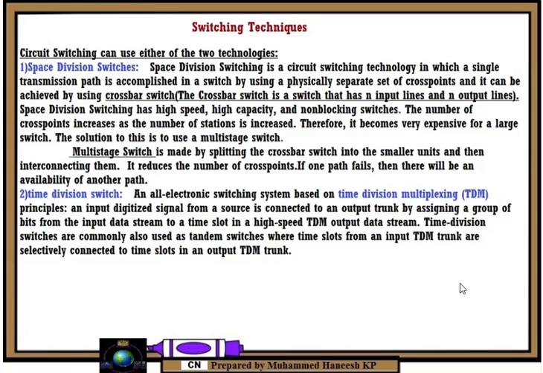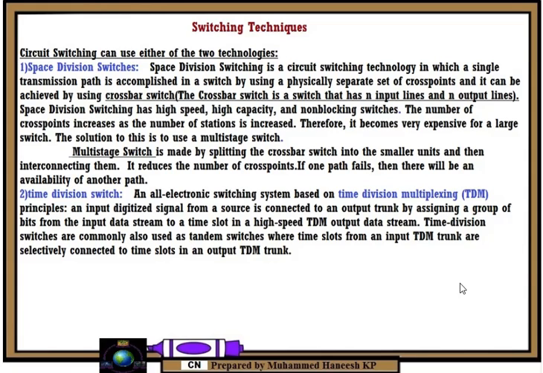It is made by splitting the crossbar switch into smaller units and then interconnecting them. It reduces the number of cross points. If one path fails, then there will be another path available. That is space division switches. It is a circuit switching technology in which a single transmission path is accomplished in a switch by using a physically separate set of cross points.